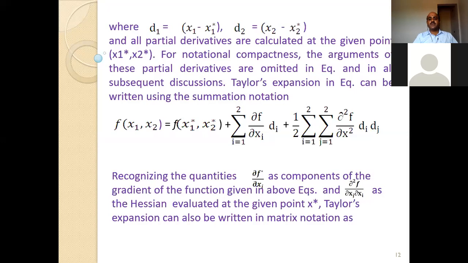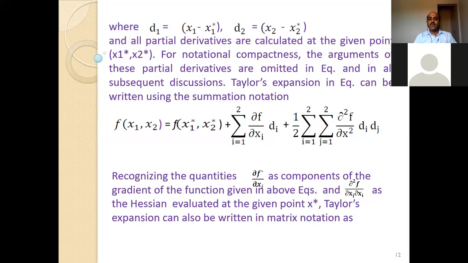For notational compactness, the arguments of these partial derivatives are omitted in the equations and in all the subsequent discussions. Taylor's expansion in the above equation can be written using the summation notation. So we are going to express the same form in the summation notation. The Taylor's expansion can be written in this form: f of x1 comma x2 is equal to f of x1 star comma x2 star plus summation of. Please make a note of this.